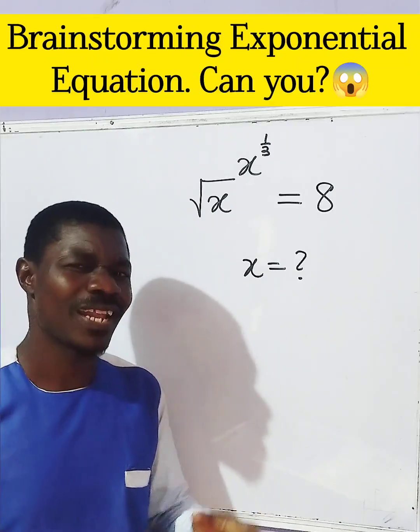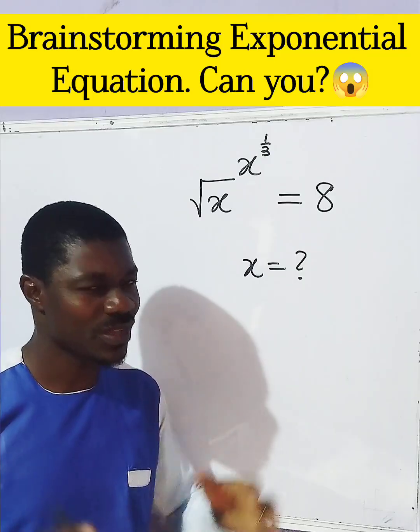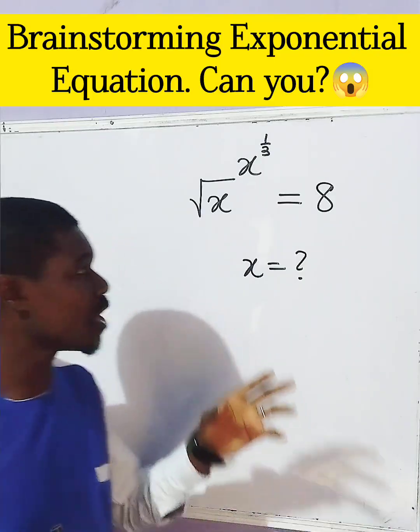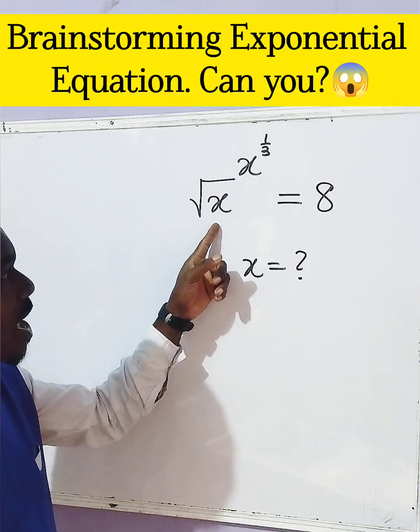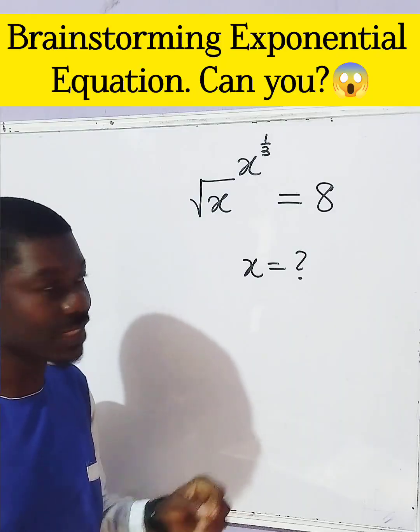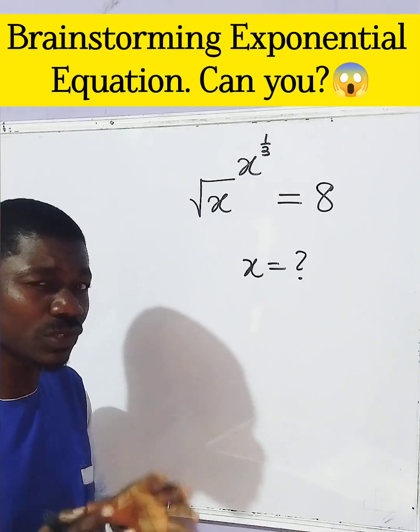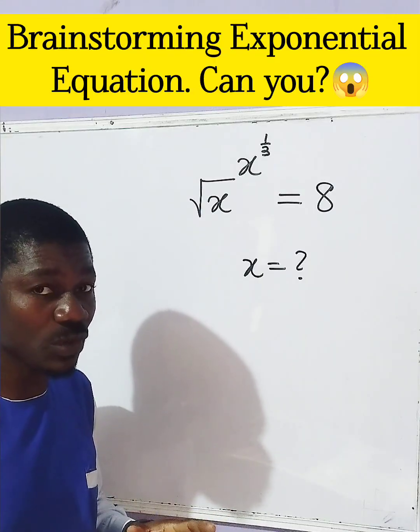Welcome to class. Now, how do you deal with this kind of exponential equation? Very easy. Now, here you have the square root of x raised to x to the power of 1 over 3 all equals to 8. Now, all we just need to do is to resolve the left hand side of the equation first.